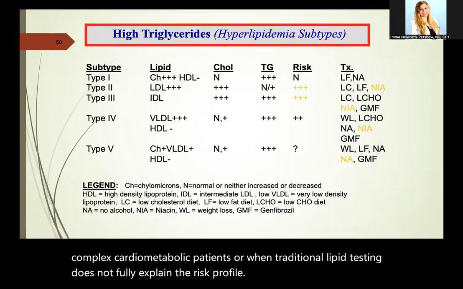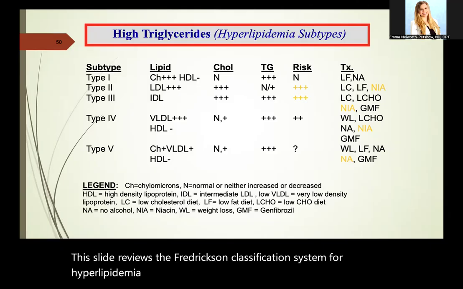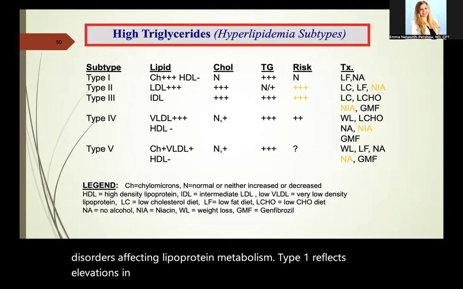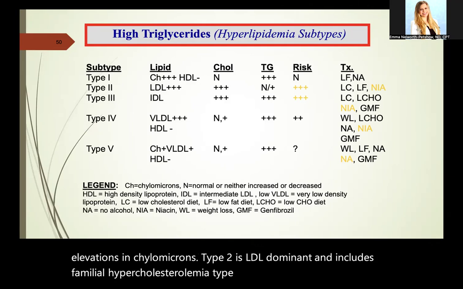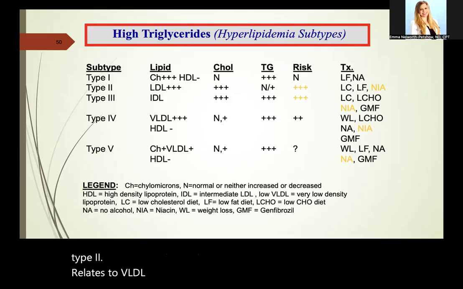This slide reviews the Fredrickson classification system for hyperlipidemia types 1 through 5. These are primarily genetic disorders affecting lipoprotein metabolism. Type 1 reflects elevations in chylomicrons. Type 2 is LDL dominant and includes familial hypercholesterolemia. Type 3 involves IDL elevation, type 4 relates to VLDL excess, and type 5 involves both chylomicrons and VLDL.